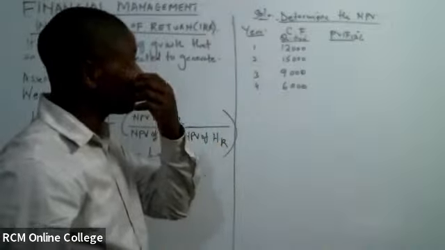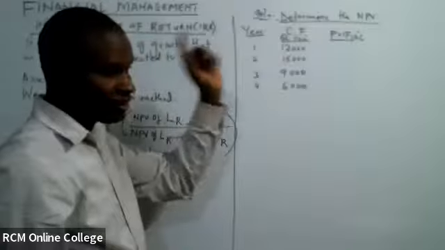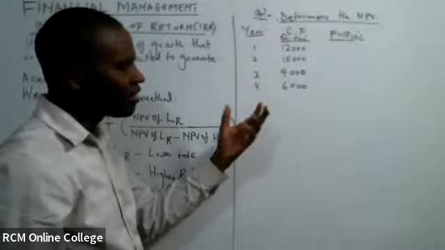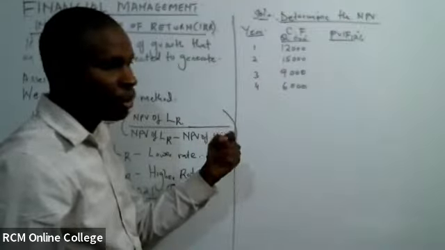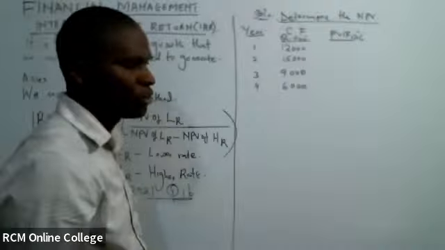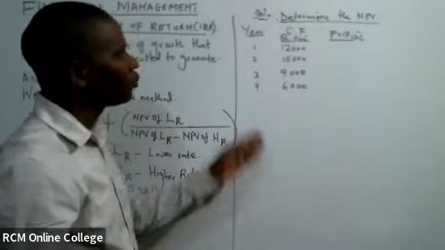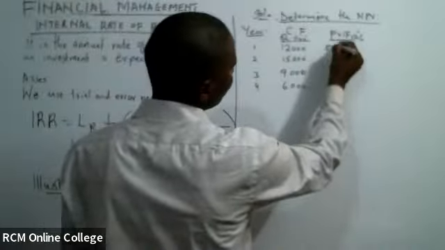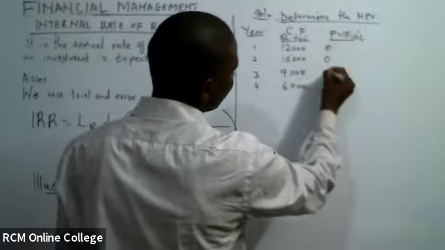Okay, let's get the PV. Remember, these are non-uniform cash flows. They are not uniform, right? They are irregular cash flows. Therefore, we discount using PV. This is how we do the time value of money concept. Don't forget. So give me the discounting factor here.